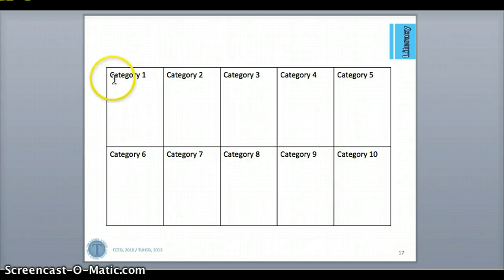And then they're going to label the categories. I would have them label in a pencil because these are not going to be finalized yet.